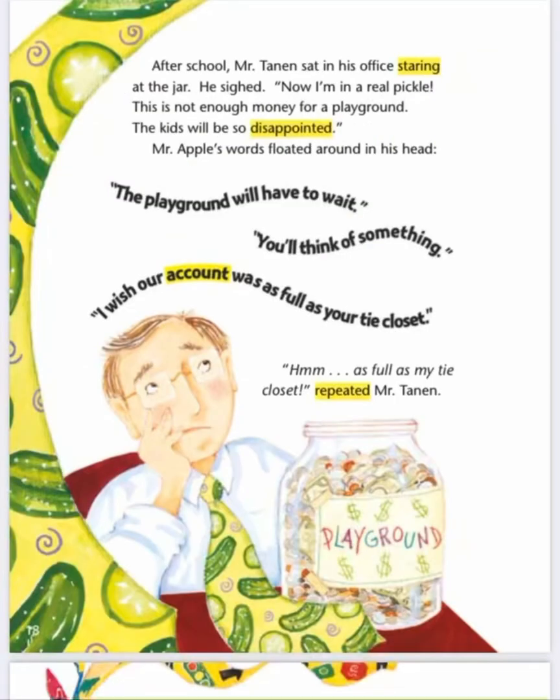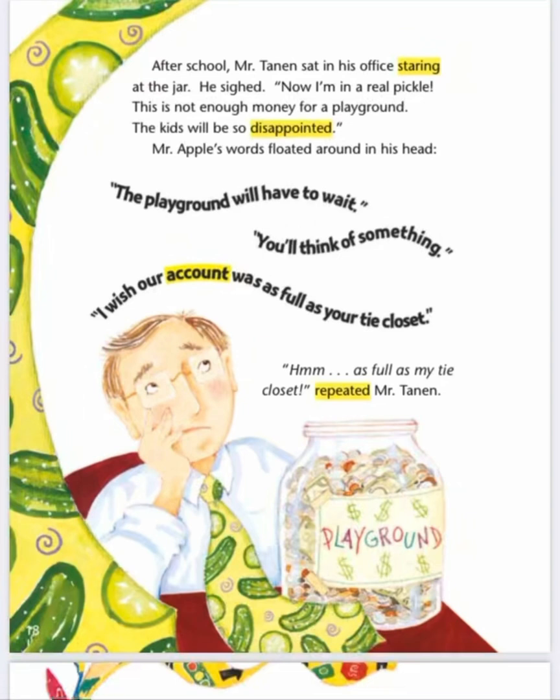After school, Mr. Tennant sat in his office, staring at the jar. He sighed. Now I am in a real pickle. This is not enough money for a playground. The kids will be so disappointed. Mr. Apple's words floated around in his head. The playground will have to wait. You will think of something.